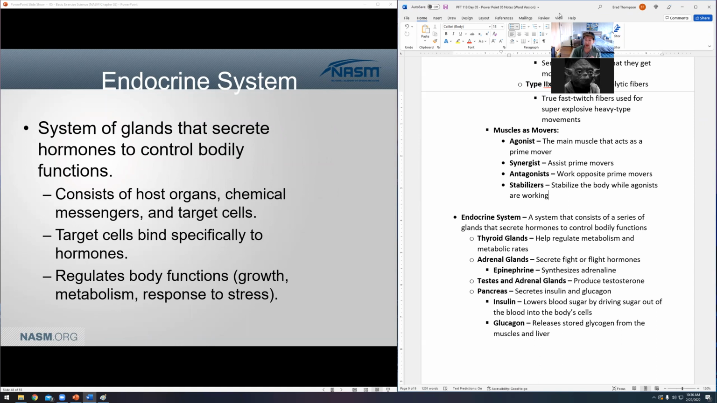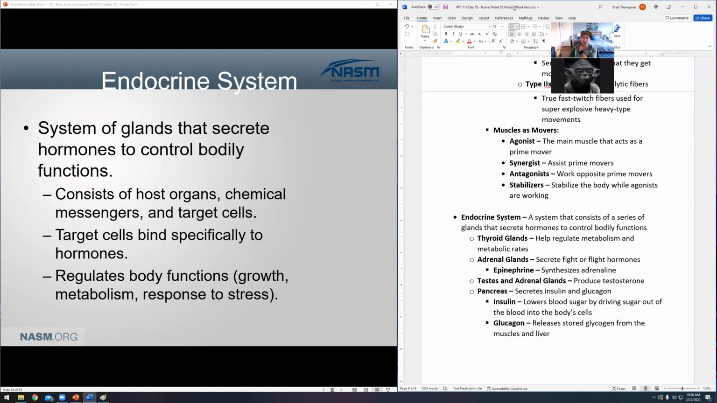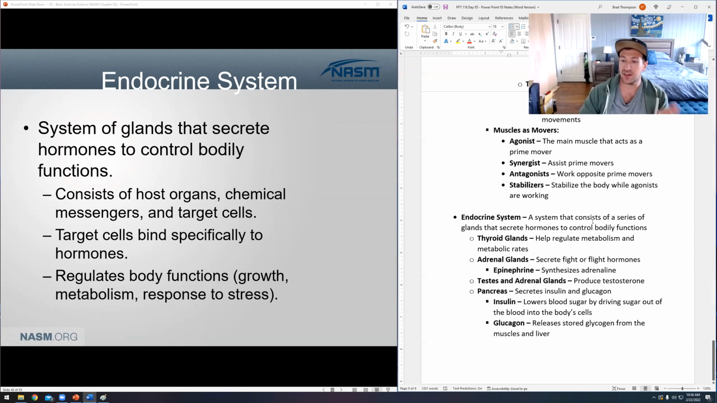All right, let's go ahead and wrap it up with hormones here. By the way, that's your human movement system. But there is one extra little system that does have some effect here, your endocrine system. It works with your nervous system, right? So the endocrine system is a series of glands and hormones that also help control bodily functions, right?